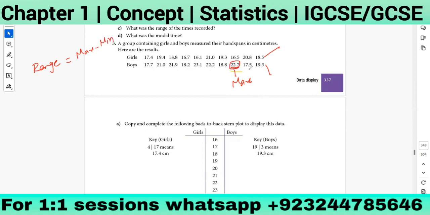It might be 17.5. 17.7. Oh, it's 17.5, the minimum. So what is the maximum? 22.7 minus 17.5, so you get 5.2. And can you do it for girls now? Is it 4.7? No. 20.8 minus 16.1.